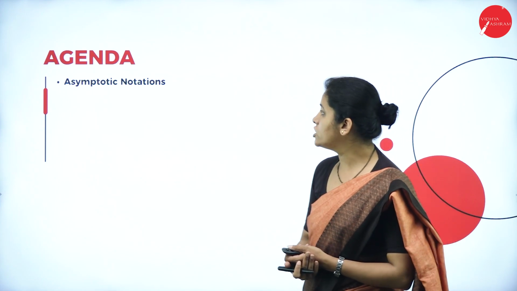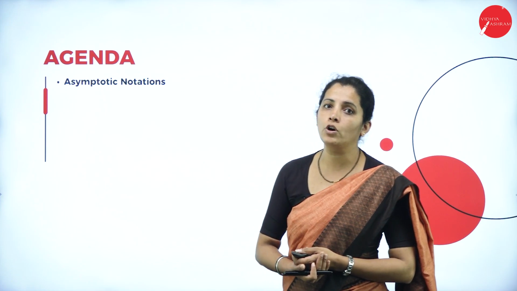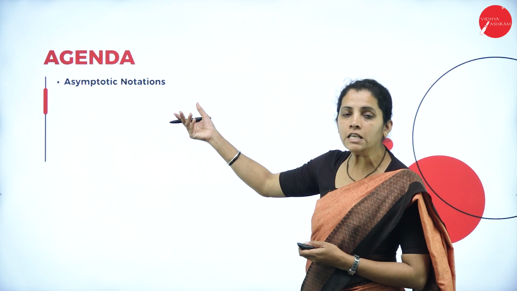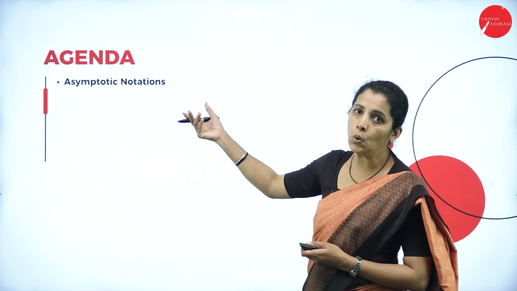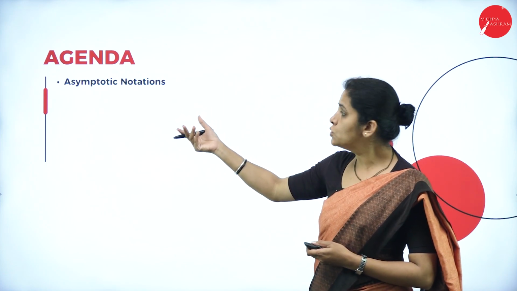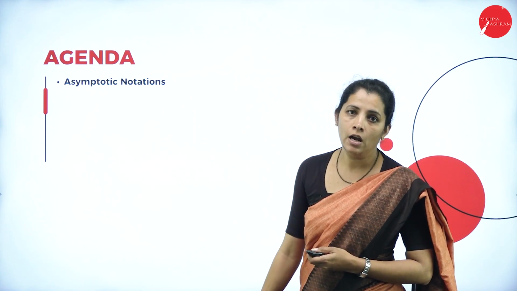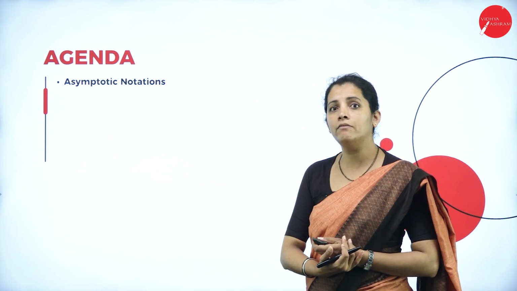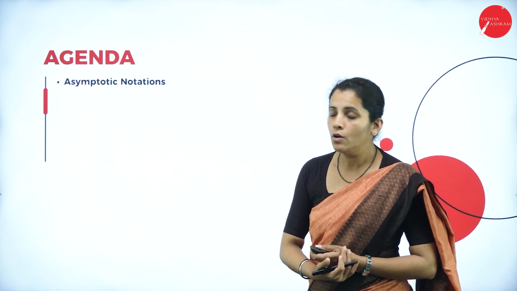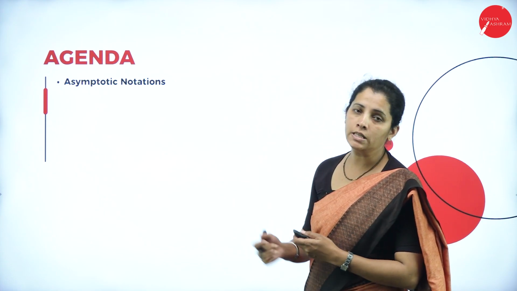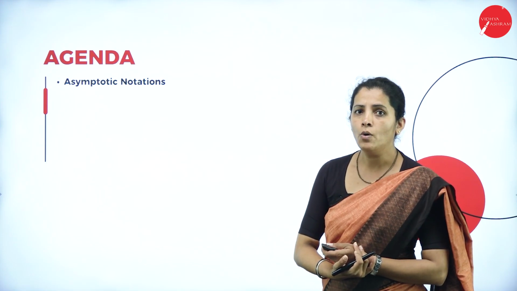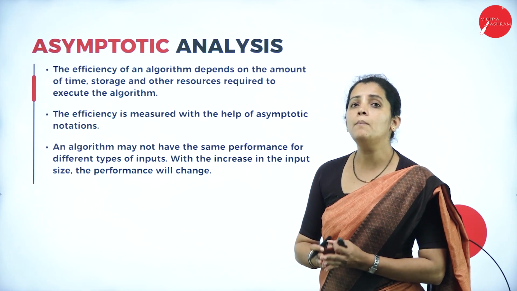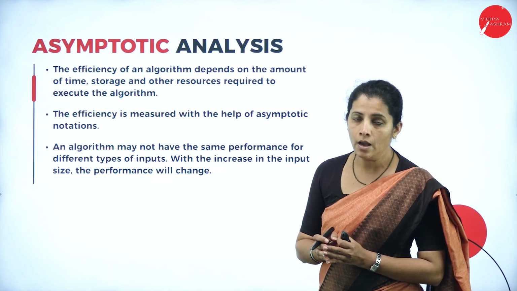Now, in my today's session, I am going to discuss asymptotic notation. This asymptotic notation plays a very important role in algorithms. So, what is asymptotic notation and what are the different types of asymptotic notation we have in our algorithm? I'm going to discuss all those things in my session. Okay, fine. What is asymptotic notation? It is a mathematical representation.